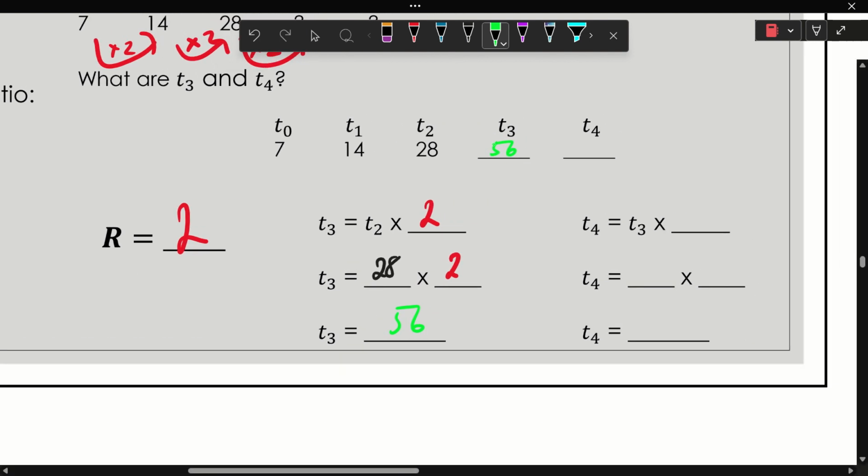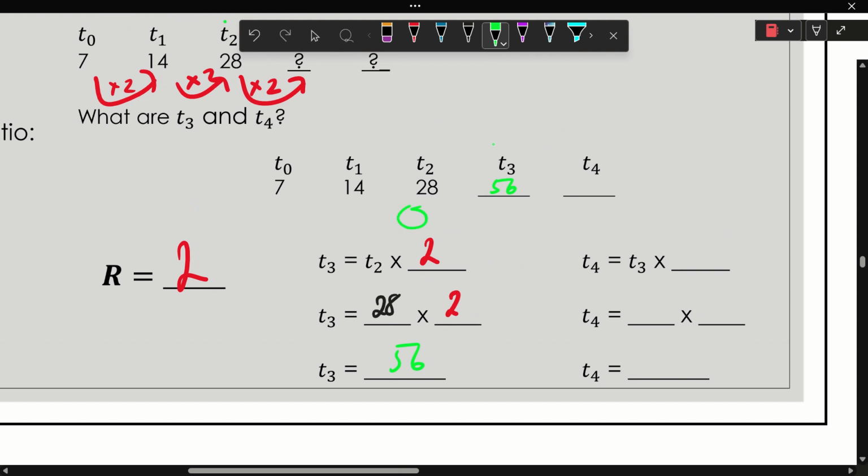All right. And again, just following the sequence to go from T3 to T4, you're just multiplying by 2 because we know the ratio is 2. So it's going to be T3 times the ratio, times 2, which will be 56 times 2. And I think off the top of my head, it should be 112. Thank you. 112. So that means the value of T4 is 112.